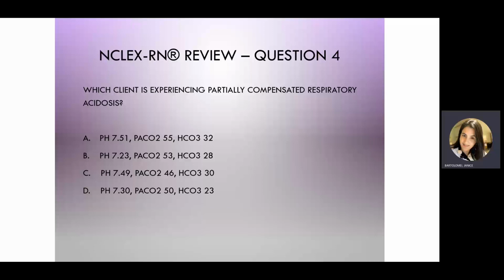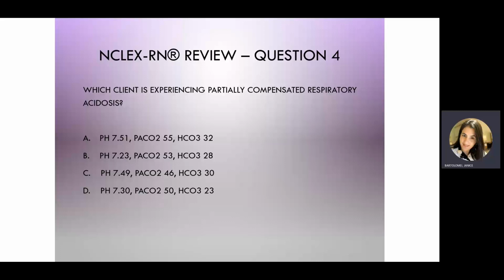So that leaves me B and D. And I also know that because it's respiratory, my pH is going to be less than 7.35, but also my CO2 is going to go in the opposite direction, so it's going to be higher than 45. Well, this one is higher than 45 and this one is higher than 45. Okay, well that doesn't give it to me yet.